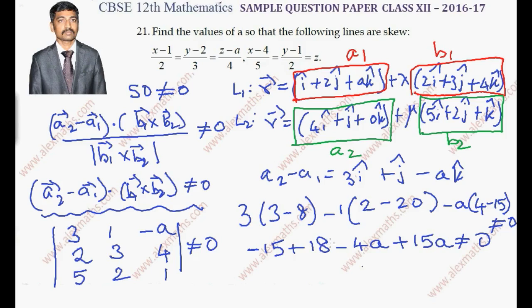There is a small correction: in a2 minus a1 it is minus j. So here we have to substitute minus 1. When I expand it, it will become plus here, so it is going to be minus 18. So totally we get minus 33 plus 11a not equal to 0. It means a is not equal to 3, because 33 by 11 is 3. So a is not equal to 3.